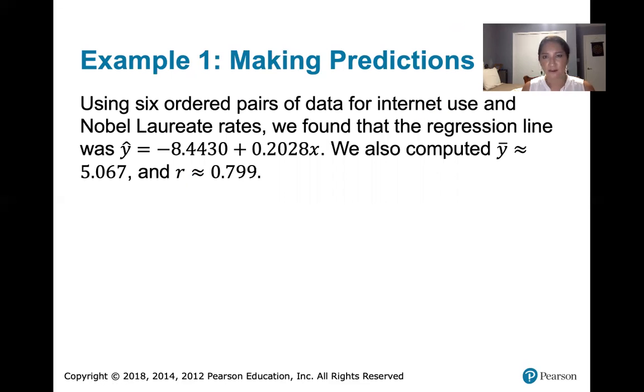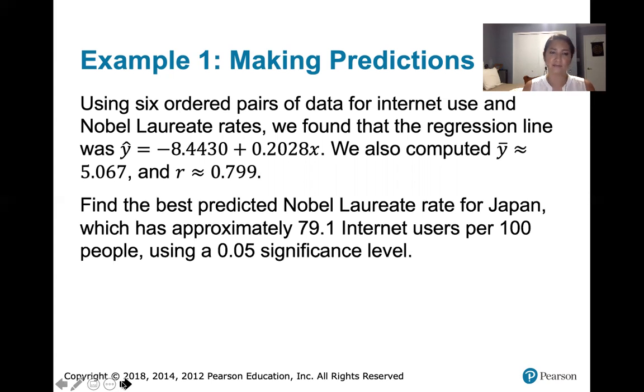It says, using 6 ordered pairs of data for internet use and Nobel Laureate rates, we found that the regression equation was y hat equals negative 8.4430 plus 0.2028 times x. We found that in the last video when we came up with regression equations using those 3 methods. That was the equation that we came up with 3 times using 3 methods. We get the same thing every time. In that process, when we were coming up with y hat, we computed y bar at one point. It was 5.067, and we needed to compute the linear correlation coefficient r in order to find b sub 1 at one point, and that was 0.799.